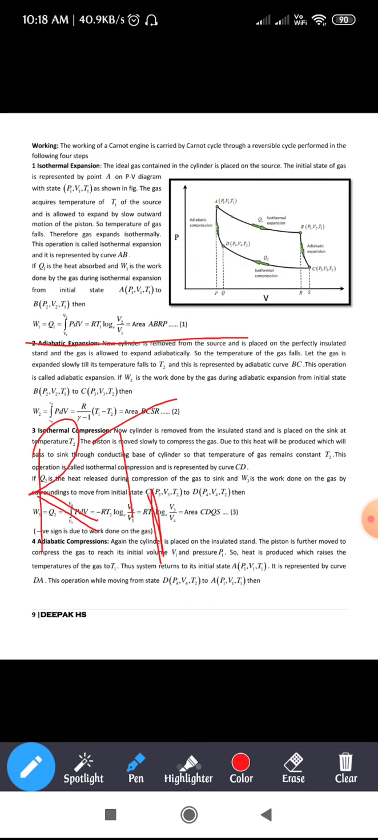From the PV diagram, you can see that the system changes from A to B, and corresponding from B, you will write that one as ABRP. You have the corresponding line which joins from A to P, and you have the corresponding line from B to R. So we will represent the area as ABRP. So this is regarding the equation 1, that is isothermal expansion.